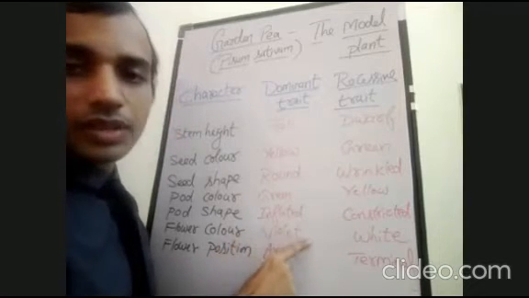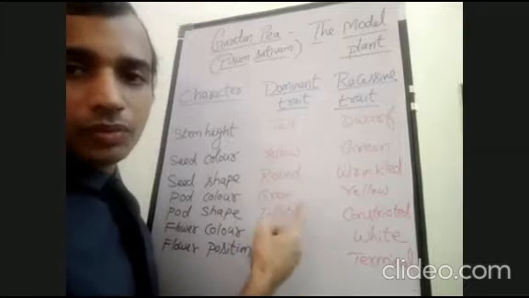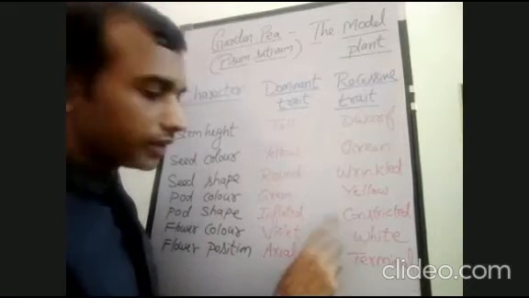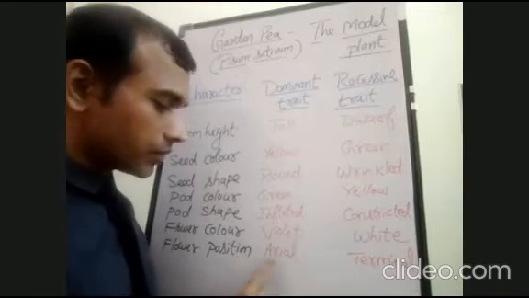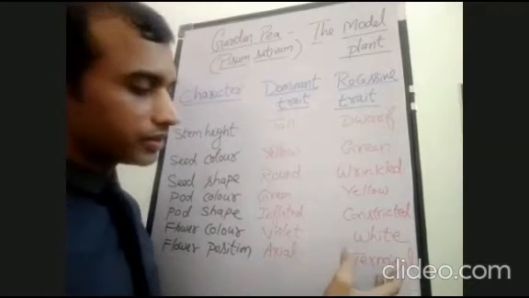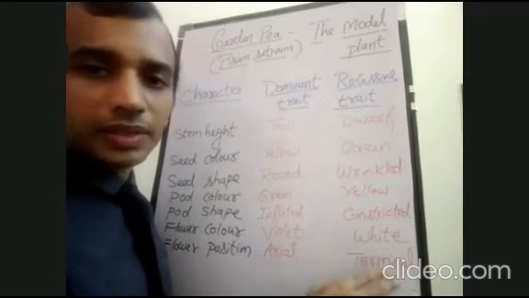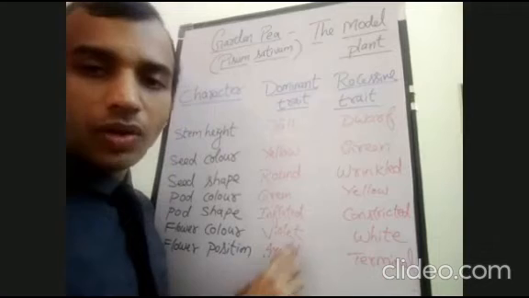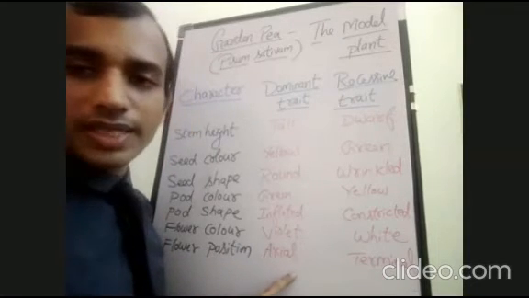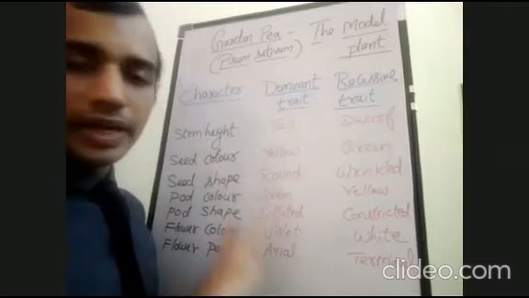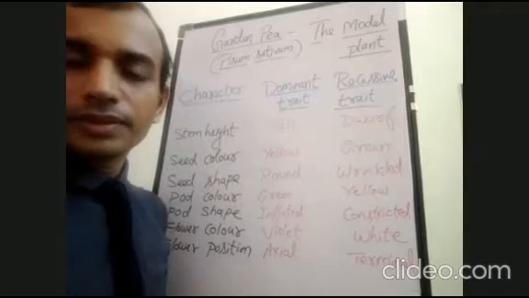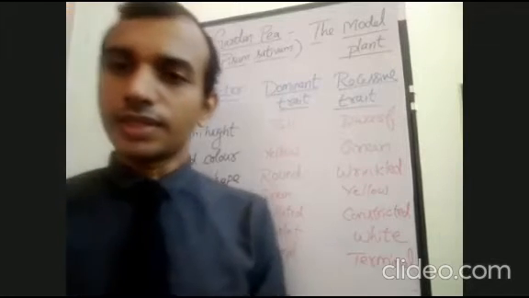Flower color: violet was the dominant trait, whereas white is the recessive trait. These were variations. Flower position: axial and terminal. Terminal means the flowers are seen only at the tips. Axial means you come across them all along the stem and branches, so we call it axial. These were the characters and their dominant and recessive traits that Mendel studied for his experiments.